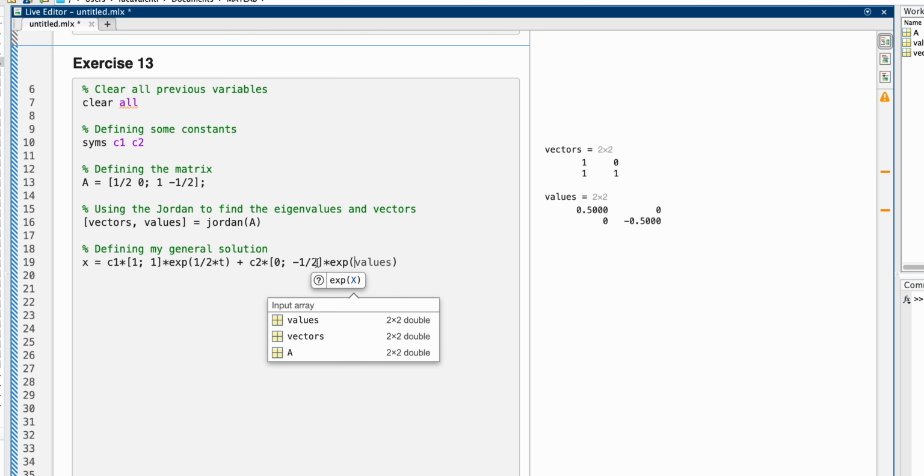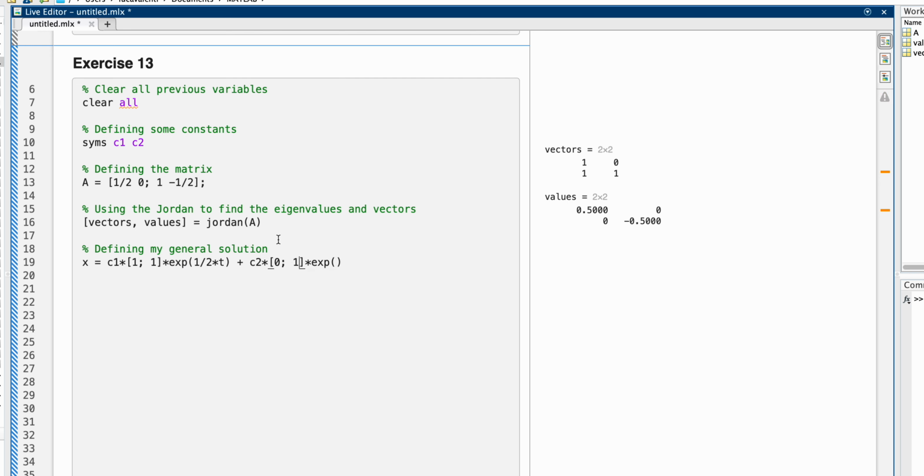Okay, I was looking at the wrong thing. This is actually a 1, so this is a 1, 1 right here. And then the exponent has that lambda, which in this case is 1/2. And then here we have 0, 1. The exponent here has the negative 1/2 times t. So I also need to define the variable t in here. So this is my general solution.